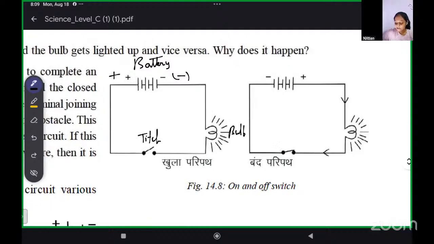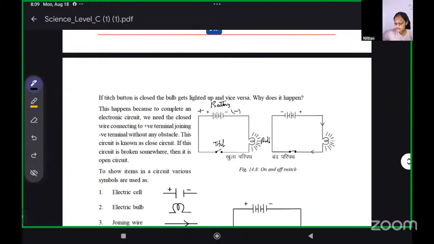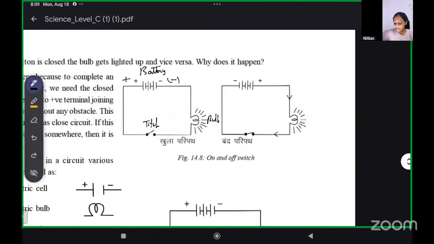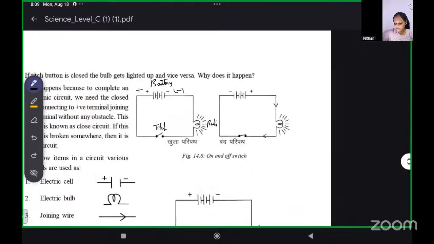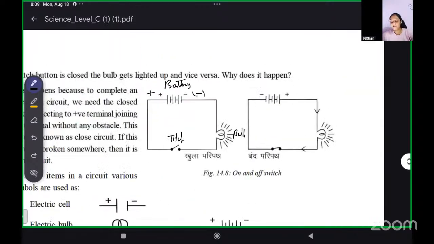This is your switch button. Ma'am, is it a 4.5-volt battery? Is it mentioned 4.5 volt? Okay, 1.5, 1.5, and 1.5.